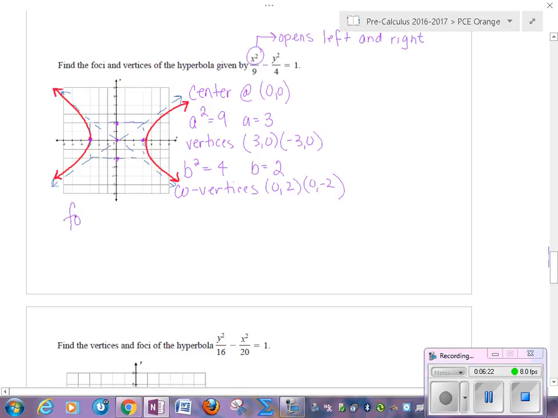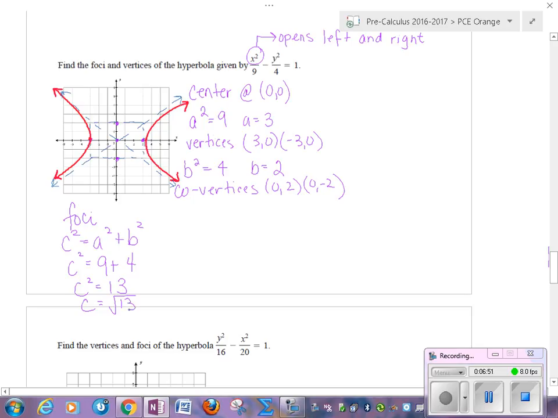When we find the foci for a hyperbola, again, you're going to go to that c² value. But with a hyperbola, c² is a² plus b². Sound familiar? It should. Good old Pythagorean theorem. So in this case, our c² value is going to be 9 plus 4, which gives us a c² value of 13, which means we have a c value of the square root of 13.